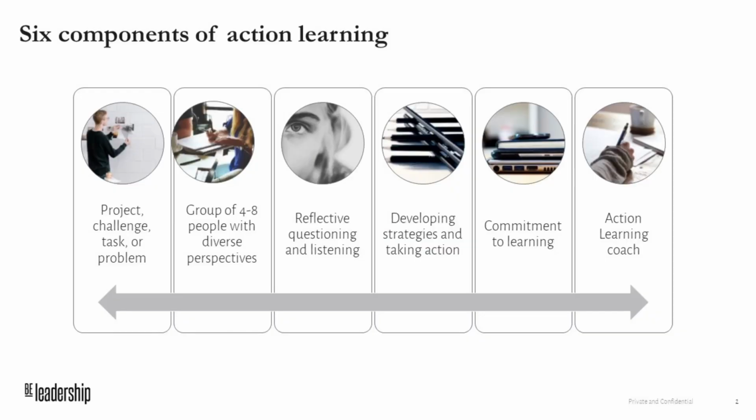We all know as coaches that there are 6 components for action learning, and these are a group of 4 to 8 people with diverse perspectives, the practice of reflective questioning and listening, a balance between learning and taking action, and a coach, and finally, a project, challenge, or problem to work on. But I learned quite early on what happens if one of those components is missing.